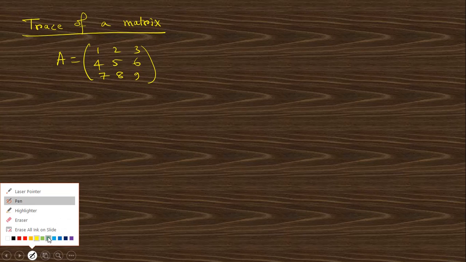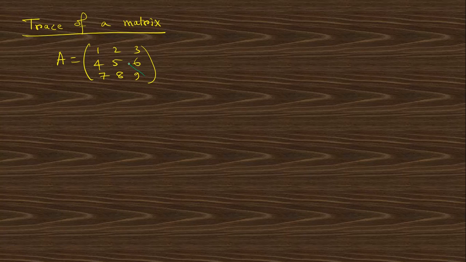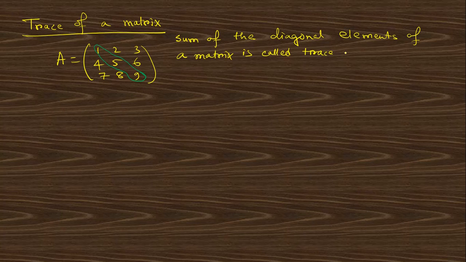These are the diagonal elements. The sum of these diagonal elements is called the trace of this matrix. The sum of the diagonal elements of a matrix is called the trace of the matrix. Clear?